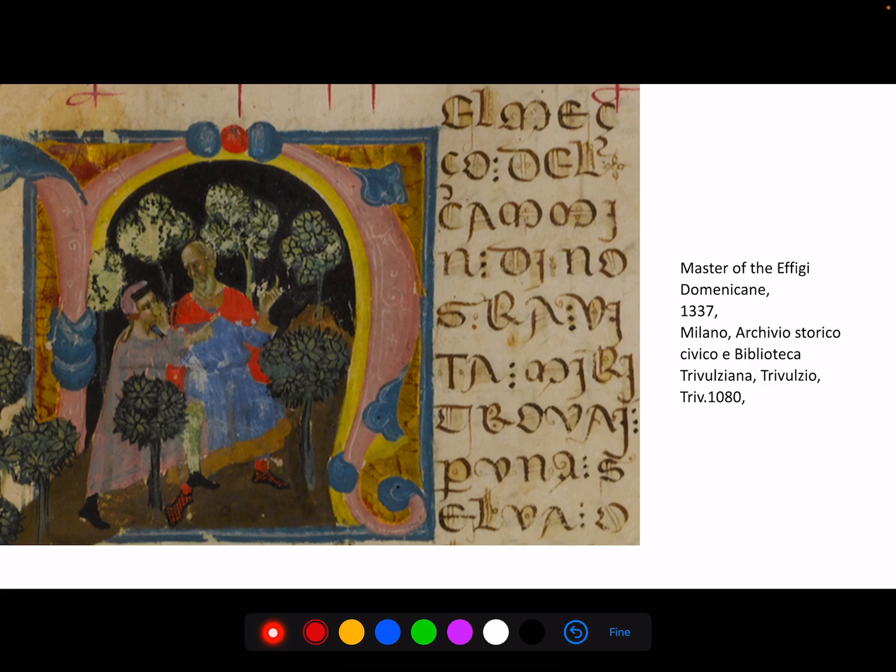Same master, a different manuscript. This is in Milan, 1337, Dante with Virgil.